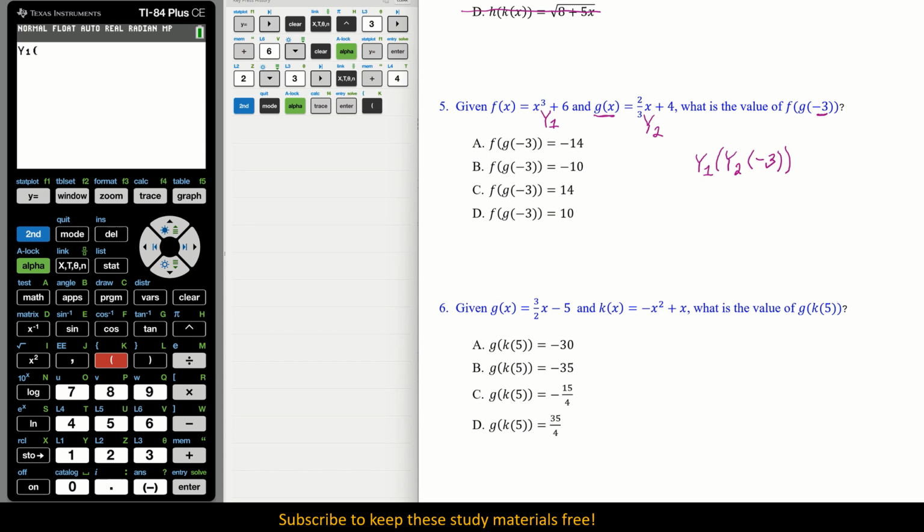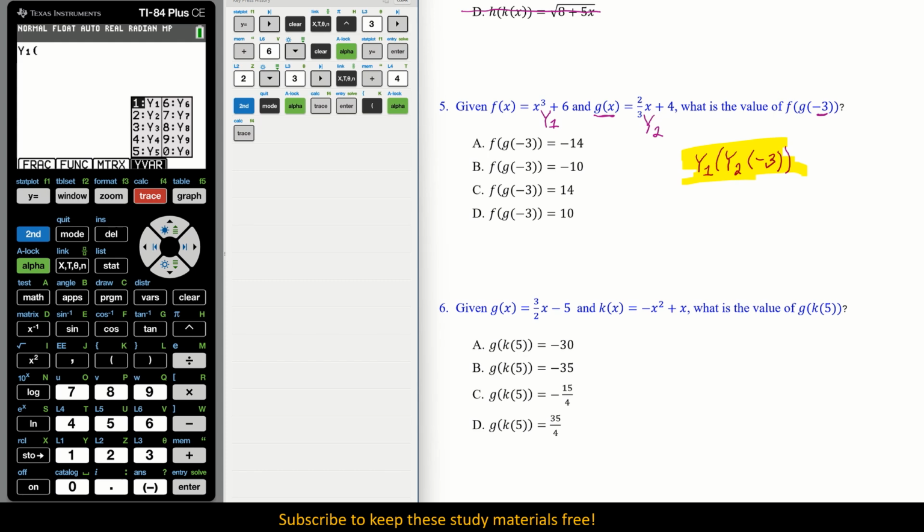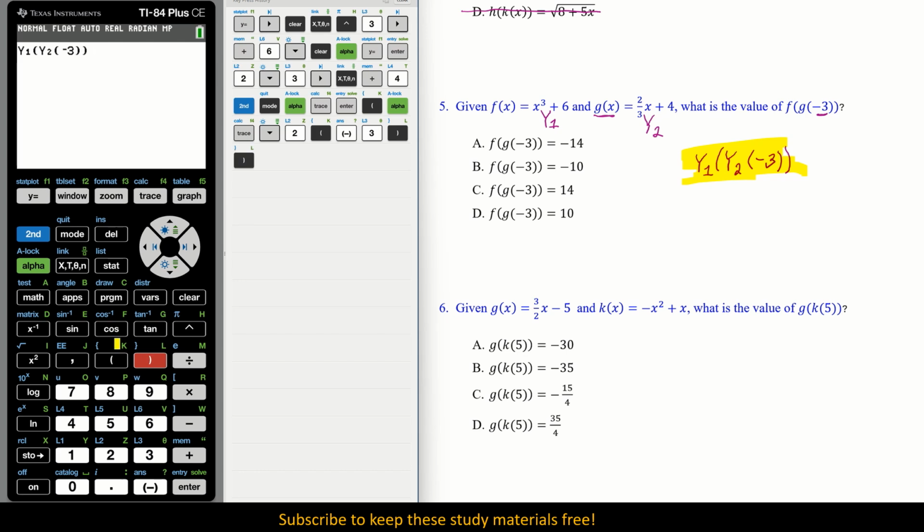Okay, now let's highlight that. This is what we're putting in, okay? So now I need alpha, trace. I need to arrow down and grab my y sub 2. Or you could just push 2, okay? Now parentheses again, and now my value, -3, 2 parentheses. Now it looks exactly like what we have written here. Now push enter. And the value is 14, and it's correct.